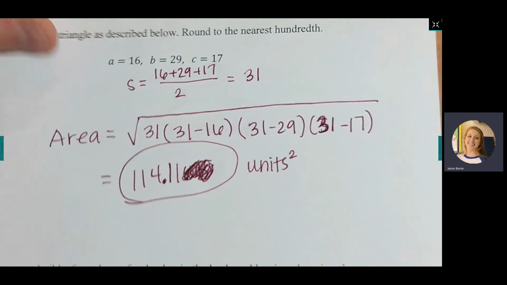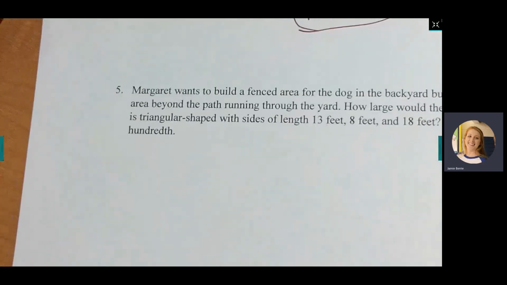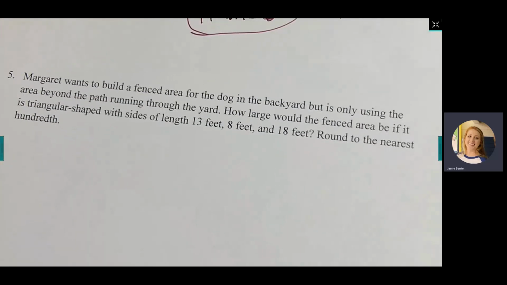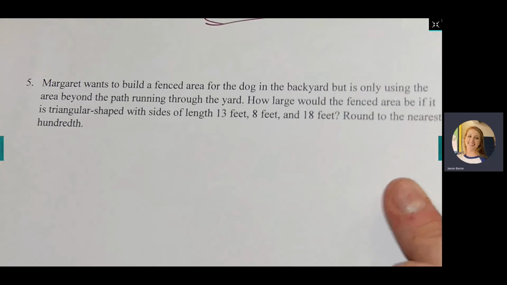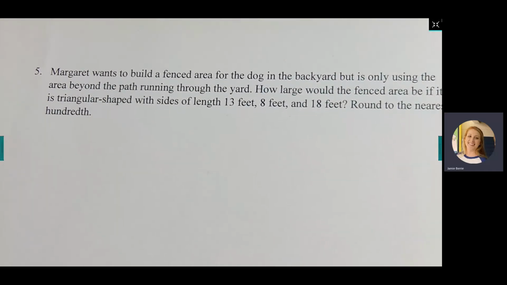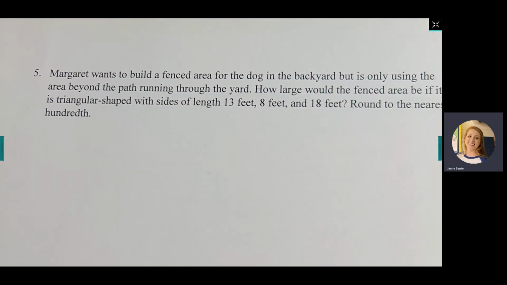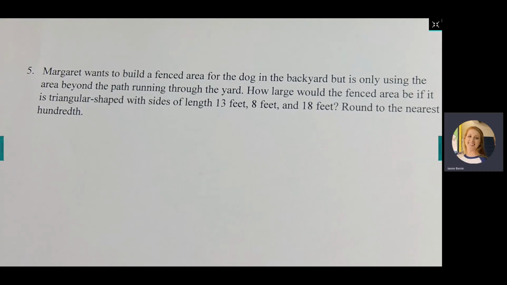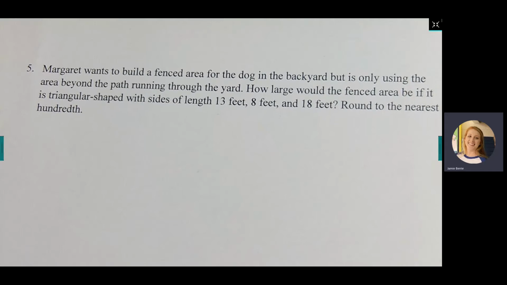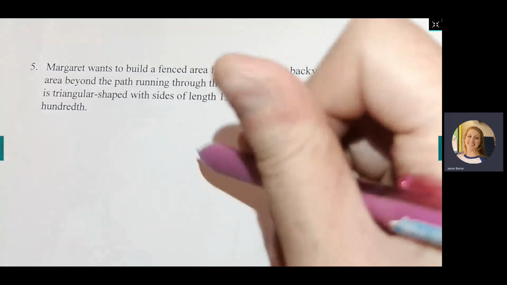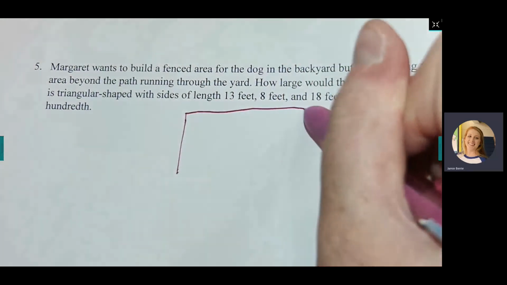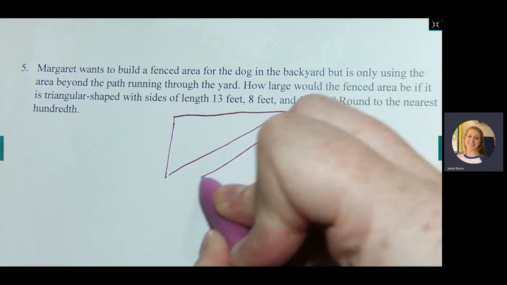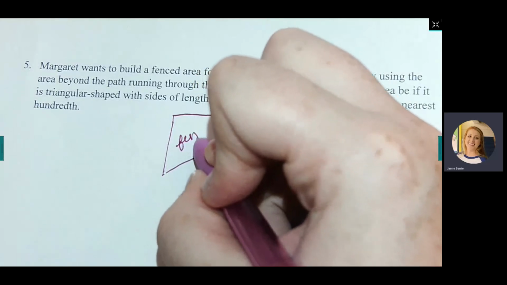And then the last one is a word problem. Sorry, this is a lot of writing. Margaret wants to build a fenced-in area for the dog in the backyard, but she's only using the area beyond the path running through the yard. So at first I couldn't think, what does this mean? It's got to be a triangle. So just imagine, this is her yard, and she must have a path that's running diagonally. And then this is going to be your fenced area.